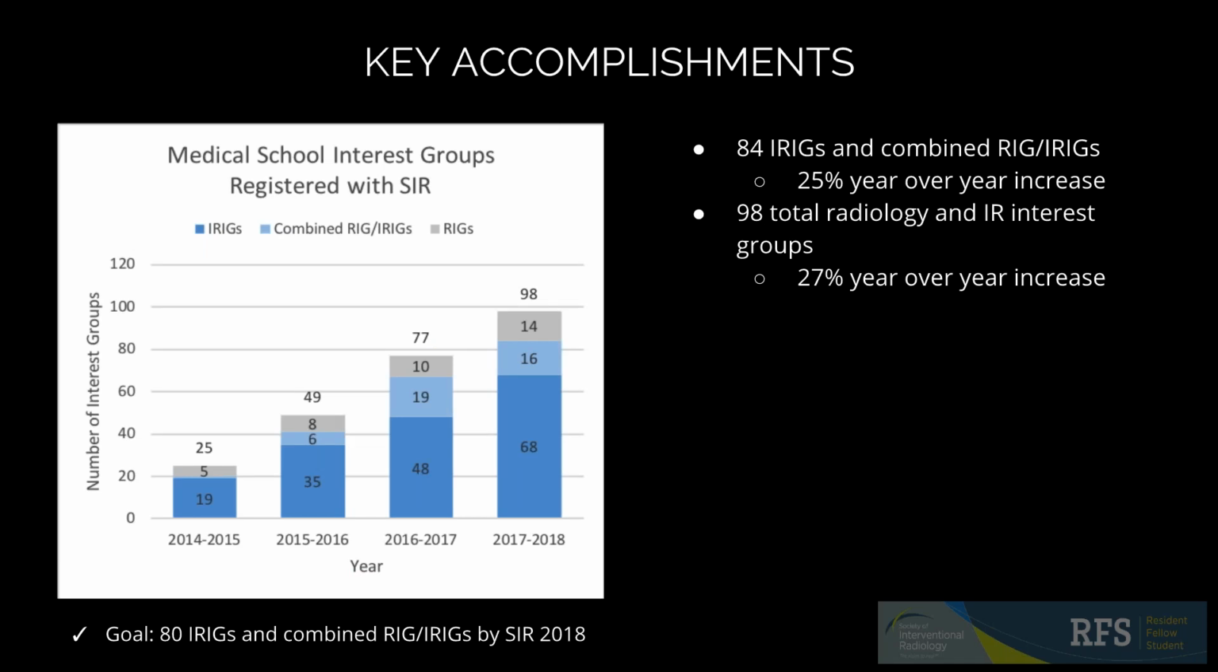So with the advent of the new IRDR residency, it's important more now than ever to ensure that medical students are exposed to the field as early as possible. And medical student IR interest groups are a truly effective way to achieve this goal. So as you heard before, this year we've seen a 25% increase in IRIGs and combined diagnostic and interventional radiology interest groups registered with SIR, bringing us to a total of 84 IR interest groups, which has surpassed our stretch goal of 80. And in addition, we've seen a 27% growth in overall interest groups, and this figure includes both the diagnostic radiology and IR interest groups in our SIR database. And as you can see from the graphs, the most growth has actually come from an increase in standalone IR interest groups.